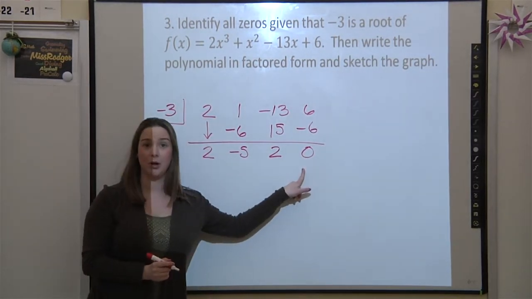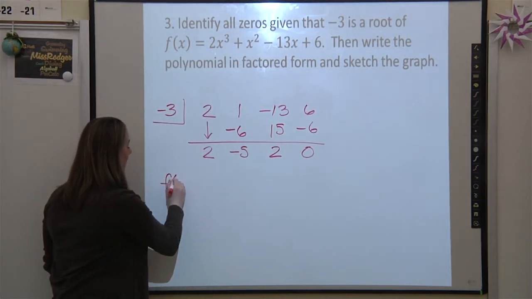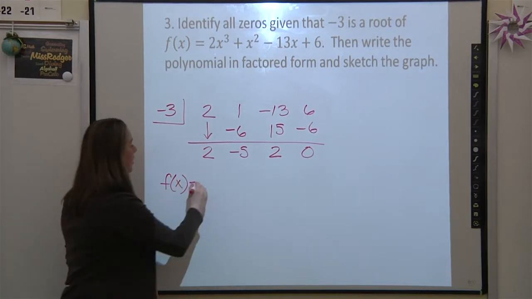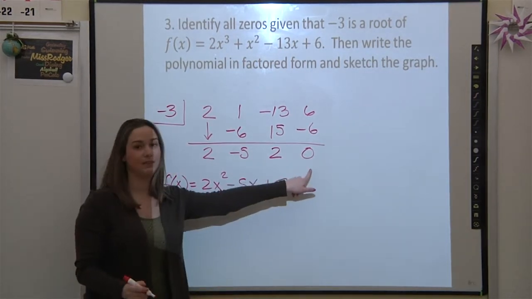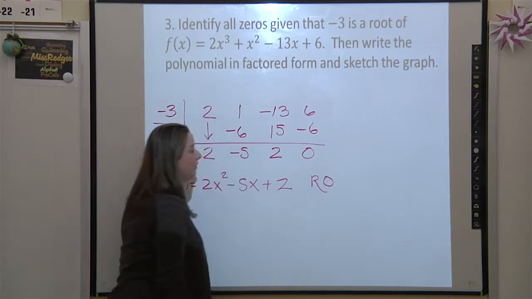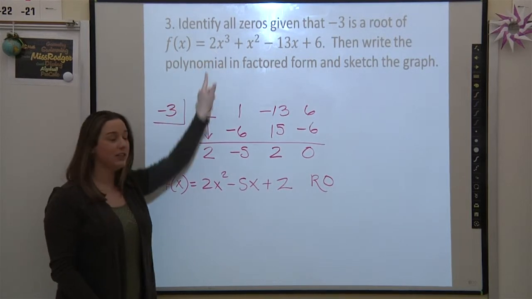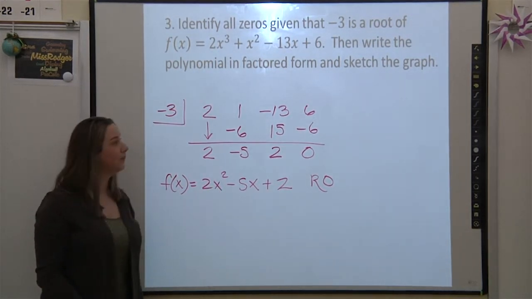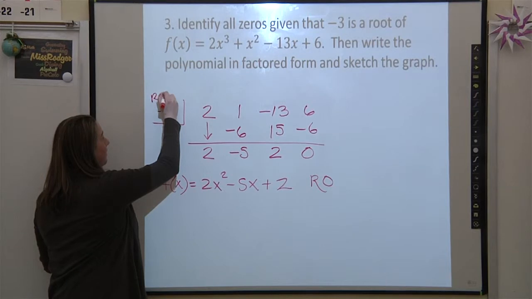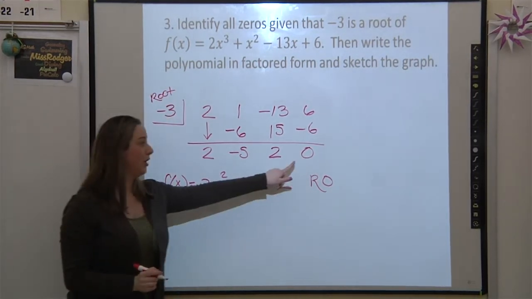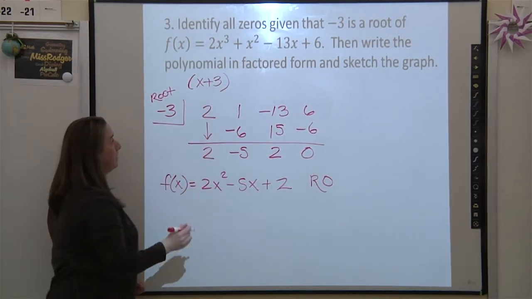This now represents another polynomial, which we've broken down. We're going to go 1 degree less than the polynomial that they gave us. So f of x equals 2x squared minus 5x plus 2. And again, this signifies a remainder of 0. We don't have to write remainder of 0, but please know that. And again, if we're starting with a cubic, 1 degree less from a cubic is going to give us a quadratic. So we have confirmed that -3 is in fact a root of the polynomial because we got a remainder of 0. That's also going to mean that x plus 3 is going to be a factor of that polynomial.